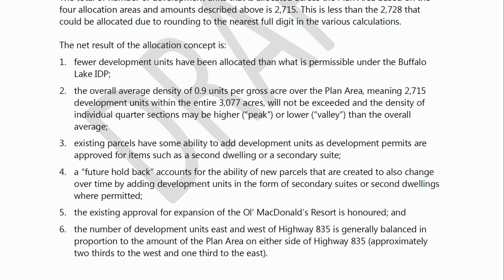Finally, the number of development units on the east side and west side of Highway 835 is generally balanced, with 2/3 of the plan area being to the west of Highway 835. Approximately 2/3 of the development units, existing and future, are planned for that area, with about 1/3 of the plan area lying east of 835. Approximately 1/3 of the future and existing development units are planned for that area. It's not a perfect 1/3, 2/3 balance. There's a little bit of a skew or favoring of the lands to the east of 835, trying to take into account the desirability of those lands and the added infrastructure for roads that are needed to support development in that area.